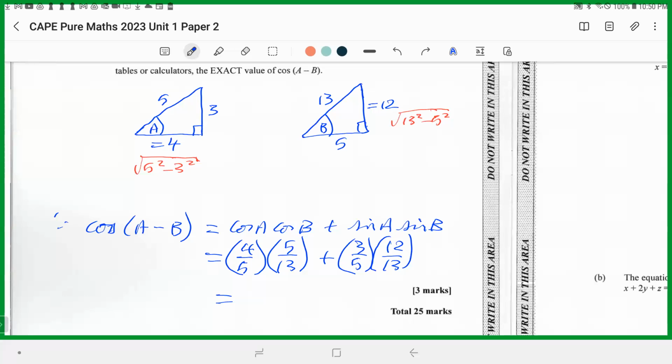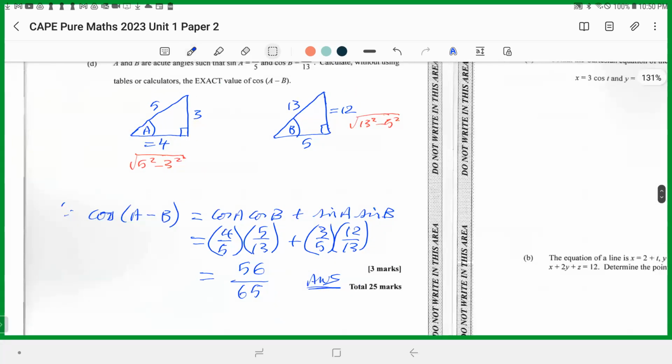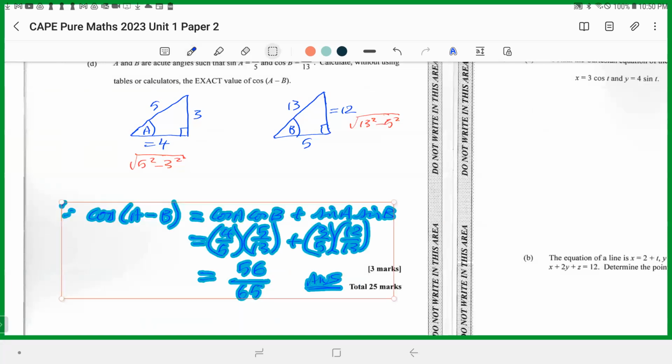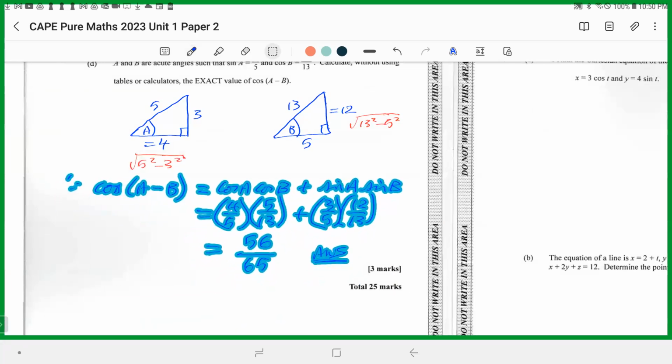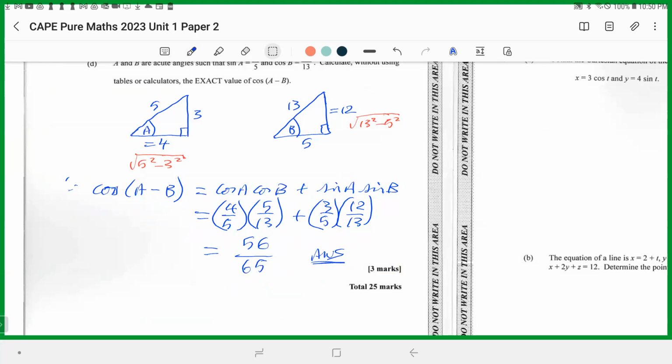3 times 12 is 36. That's 56. I get 56 over a common denominator of 65. That's the answer right there. 5 times 13 is 65. All right, that's done. Easy question. So far, these questions are add maths level work.